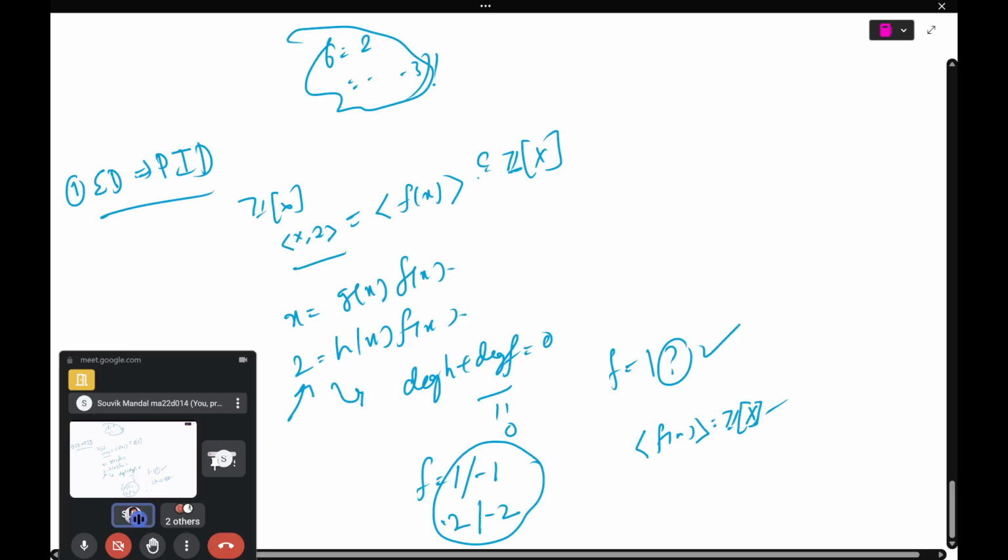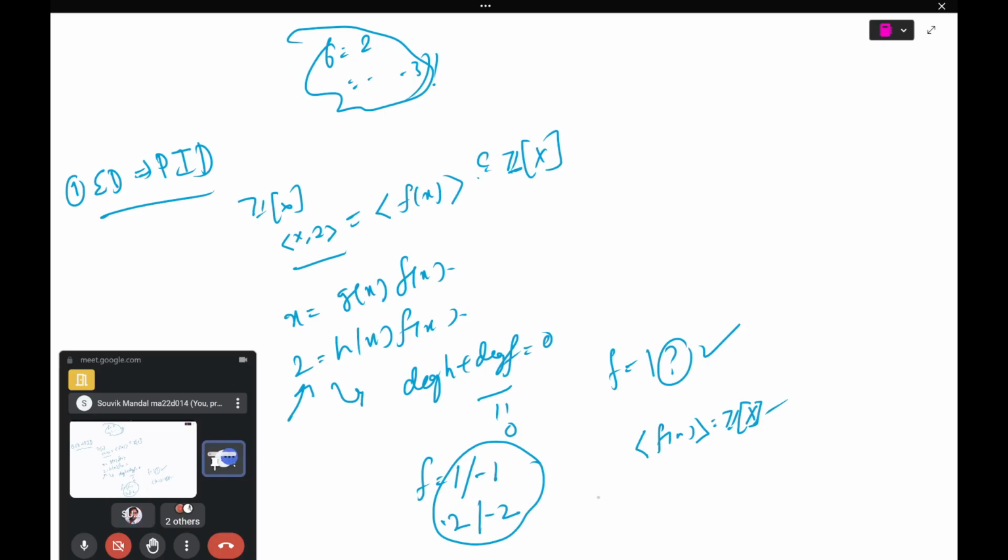Maybe 2. No, no. I mean, if f is 2, then the ideal generated by f(x), all elements, I mean, any polynomial in that ideal, all coefficients are even, right?